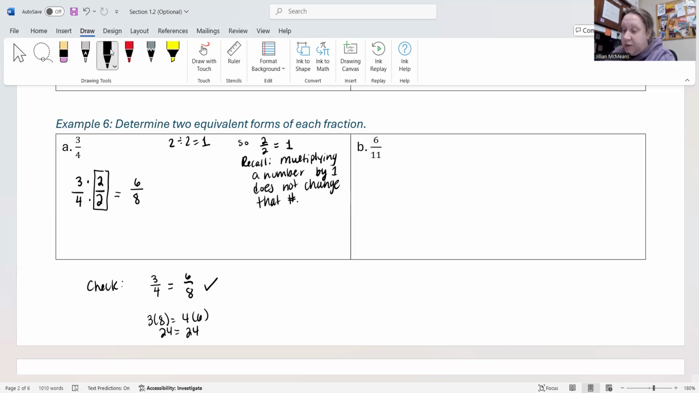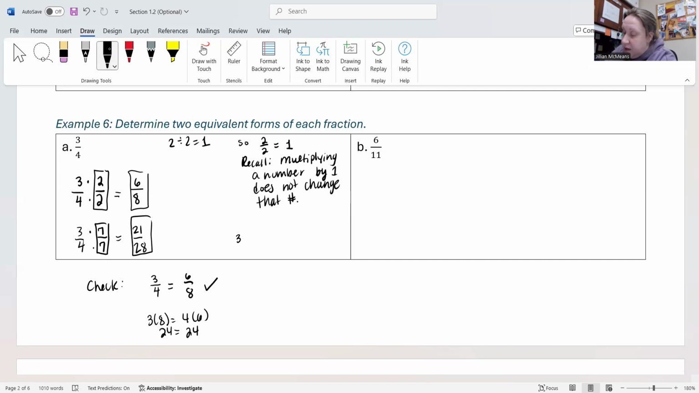Okay, now we need to find another equivalent form of 3/4. So we could take 3/4 and multiply it by any natural number. So let's say we decided to multiply top and bottom by 7. So again, 7 divided by 7 is a weird form of 1. Multiplying 3/4 by 1 does not change its value. So we would get 21/28.